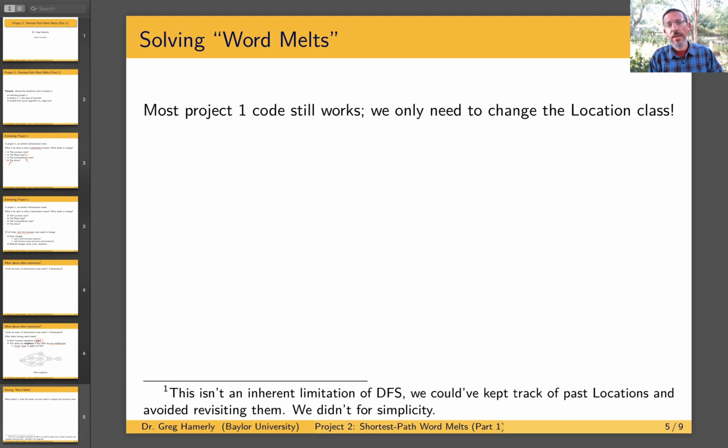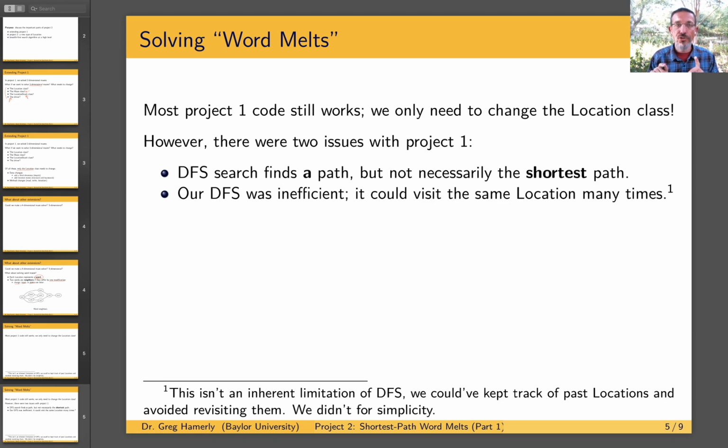So if we change the location class now to represent a word instead of a two-dimensional position, then everything else in our code for Project One still works, and that's pretty cool. You could solve these word melts or word mazes with all the code you have, just changing the location class, okay? But there were two issues that I want to bring up, which I've already sort of mentioned with Project One, but I want to highlight them here.